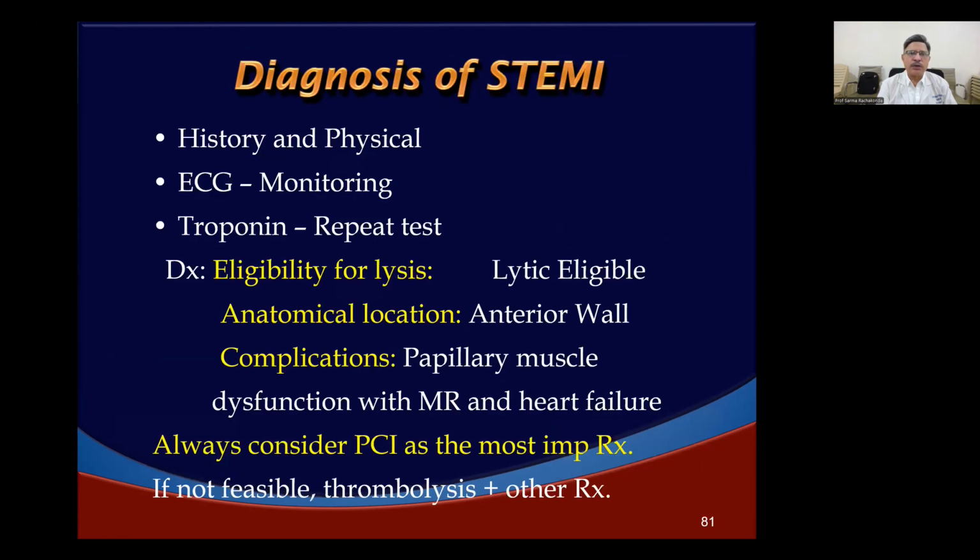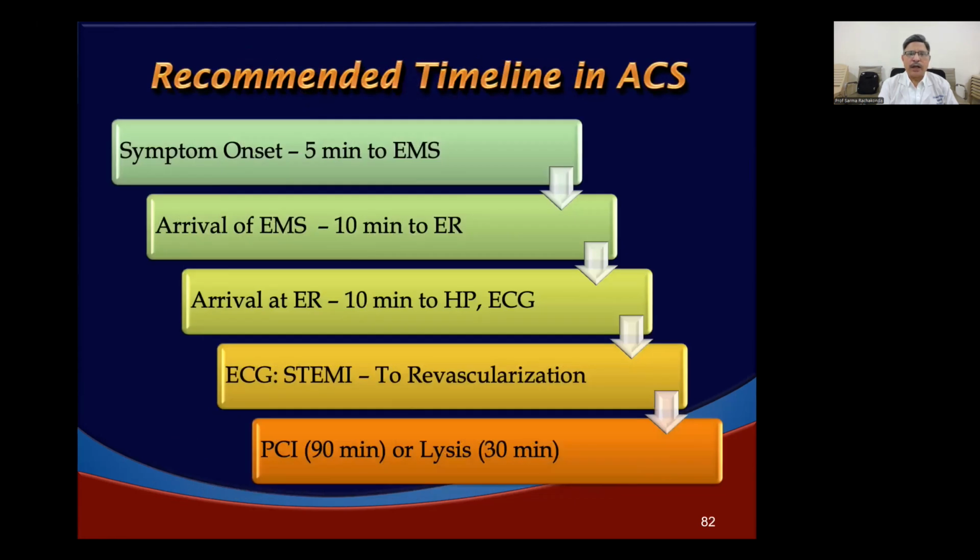History, STEMI diagnosis, history and physical, ECG monitoring, troponin, and if negative, repeat it, and eligibility for lysis. You have to see the anatomical location: is it an anterior wall myocardial infarction or inferior wall? Any complications, particularly MR and heart failure. Consider PCI as the most important treatment. Today, for STEMI, treatment with primary coronary intervention is the rule. If it is not feasible in the center, or they have no facilities, then they have to go for thrombolysis.